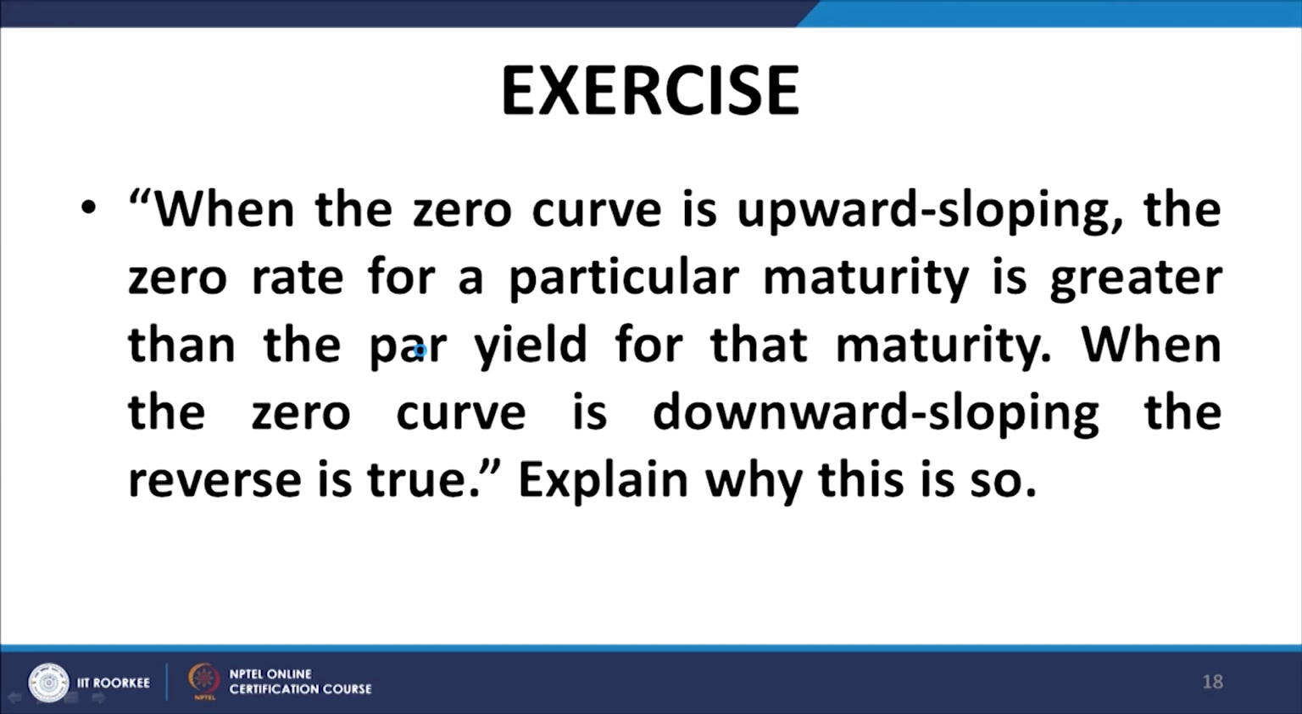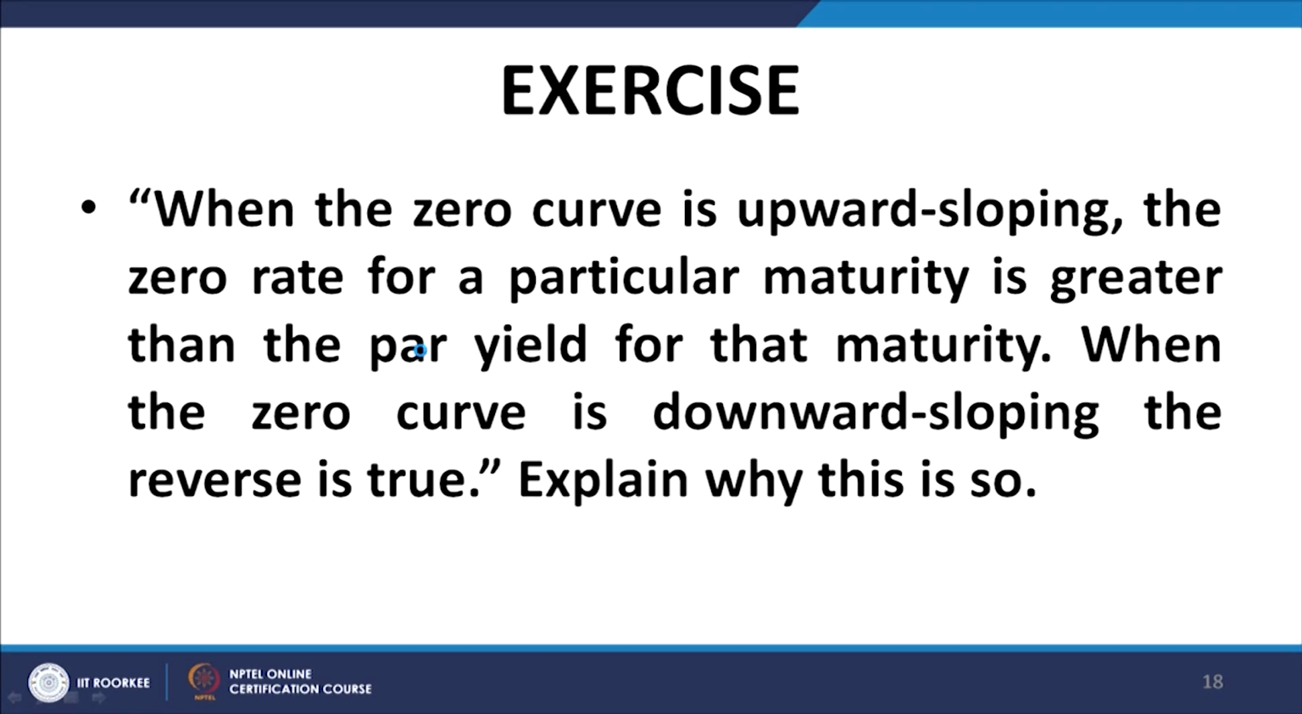When the 0 curve is upward sloping, meaning as you increase the maturity of the bond, the interest rate increases, the 0 rate for a particular maturity is greater than the par yield for that maturity. Let us assume that you have a bond of a maturity of 2 years. Then what it says is that the spot rate for 2 years will be greater than the par yield for 2 years. In other words, it would be greater than the YTM of a bond with a maturity of 2 years and which is quoting at par.